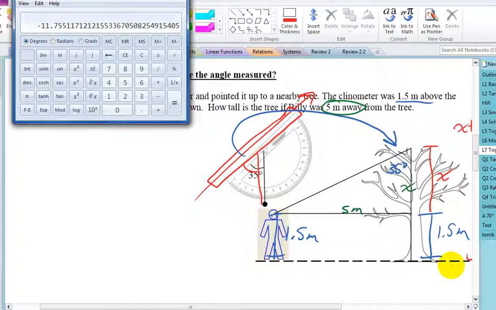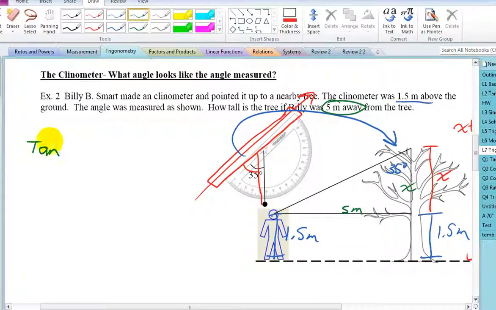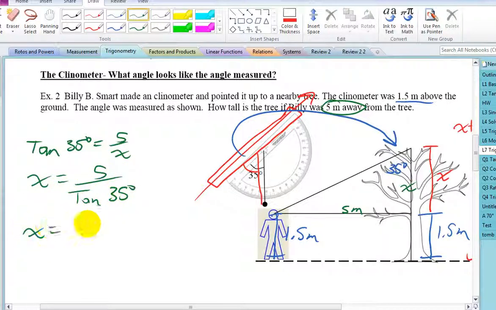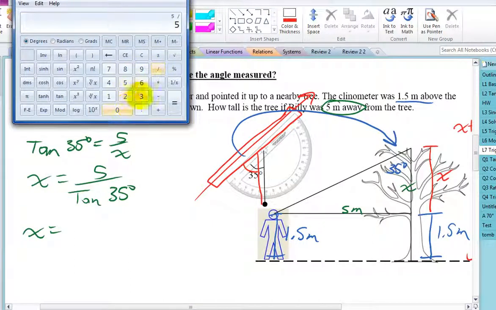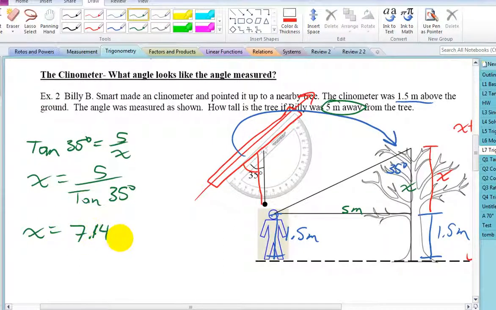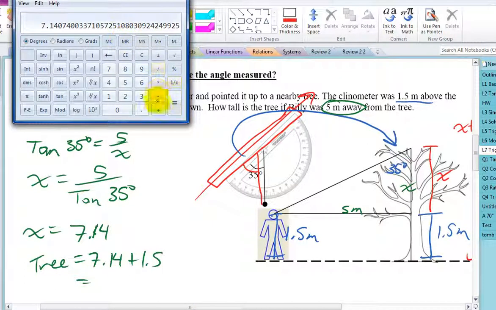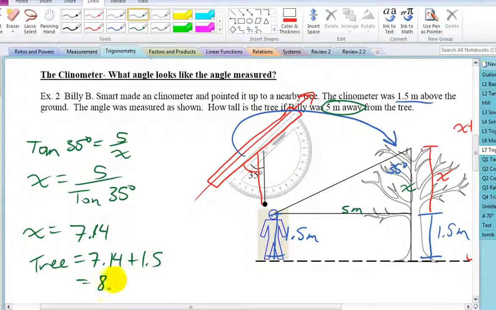Okay, so we should have been using tan. Tan 35 degrees equals opposite over x. Do your math steps. That gives 7.14, and so then the tree will equal 7.14 plus 1.5. Now in the calculator, I keep all my decimals. I don't press clear, I just go plus 1.5. And so I get 8.64.